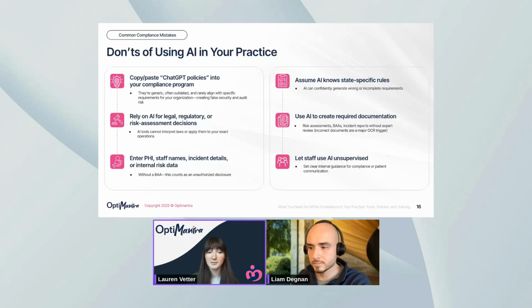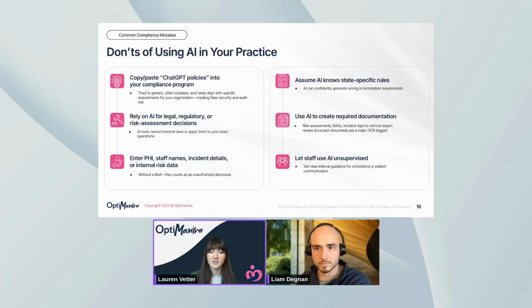And then, of course, I'm going to beat this over the head. Do not enter PHI, your staff names, details on any incidents that you've had, or any internal risk data into these AI tools. Without a BAA in place, it will count as an unauthorized disclosure under HIPAA, which is a major no-no.